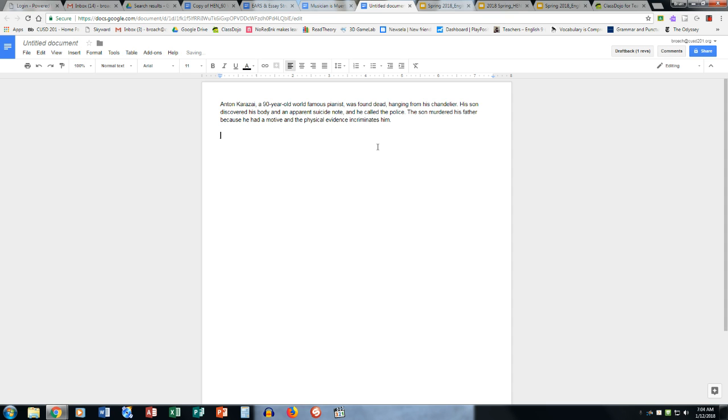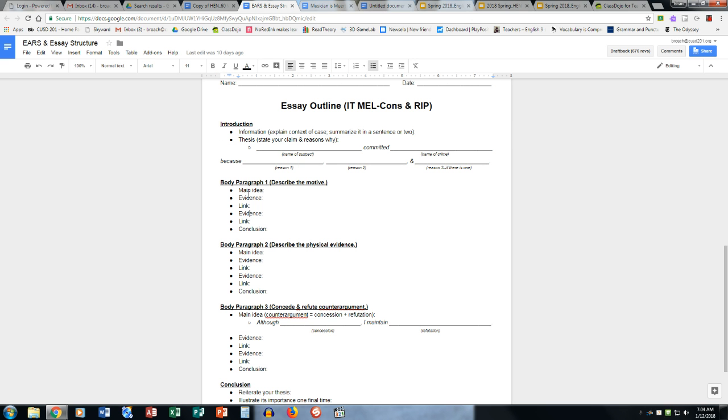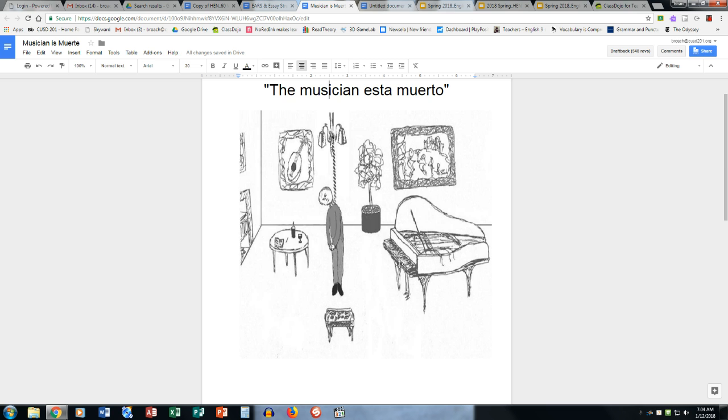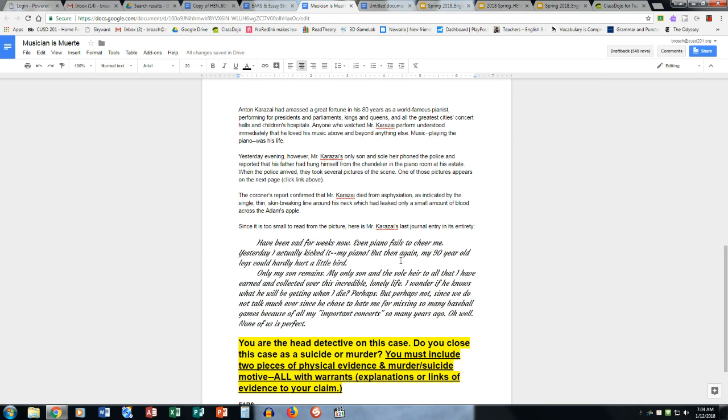There's my introduction. The first body paragraph is going to follow our Melcon structure. Melcon is what we practice on Tuesdays and Thursdays, where we have our mysteries and we have to write up our response. So it's going to be main idea, evidence, link, evidence, link, conclusion. My first body paragraph is going to be about describing the motive. So what's the motive that the son had?